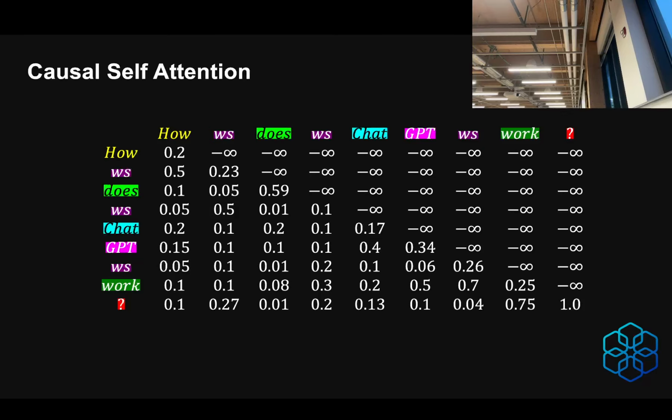So for example, we can think of chat being our query. So what is chat? Well, we're looking for chat GPT, right? So GPT would be the most appropriate key for a given query that is chat. And this is the attention score matrix. Now, we have this triangle here of negative infinities.